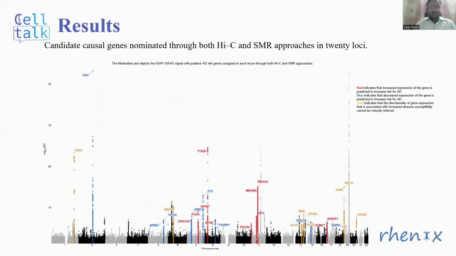Now, this last result shows a Manhattan plot. Manhattan plot shows what are the risk associated alleles that are present in the GWAS data. So here, these red genes that are depicted indicate that increased expression of the gene is predicted to increase the risk for Alzheimer's disease. In blue, the decreased expression of these particular alleles is predicted to increase the risk of Alzheimer's disease. And those in gold, there is no definite direction identified, where this particular expression will lead to either an increase in Alzheimer's disease risk or not. So they have identified this by using HiC and SMR approaches.